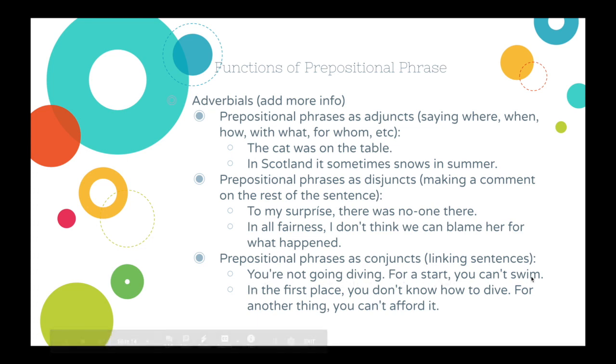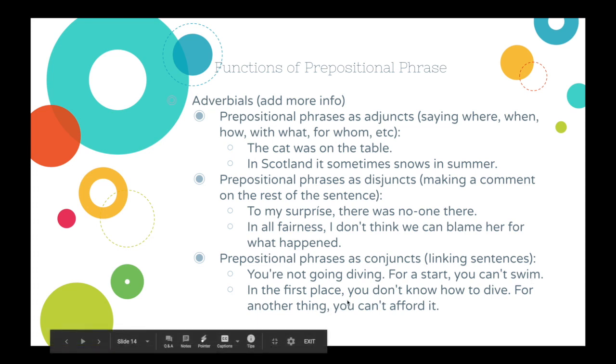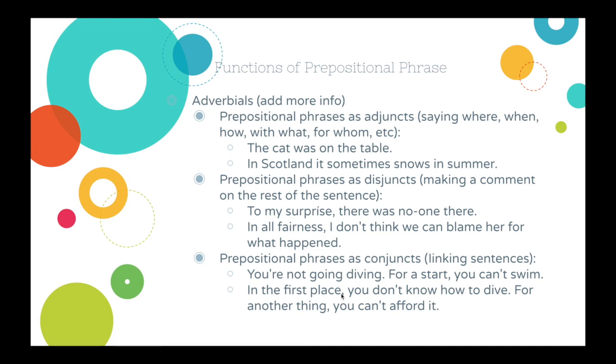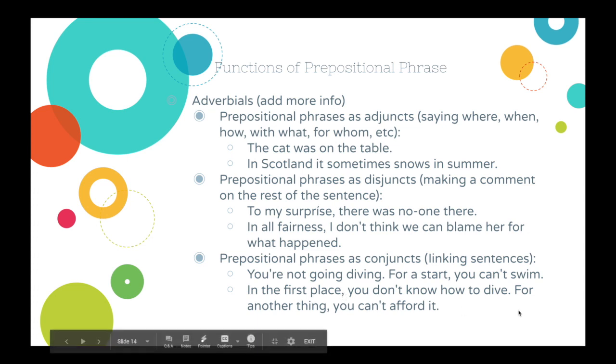Okay, and then in the first place, you don't know how to dive. For another thing, you can't afford it. Okay, this is a prepositional phrase, which is also a conjunct. And this one, for another thing, is also a prepositional phrase as a conjunct.